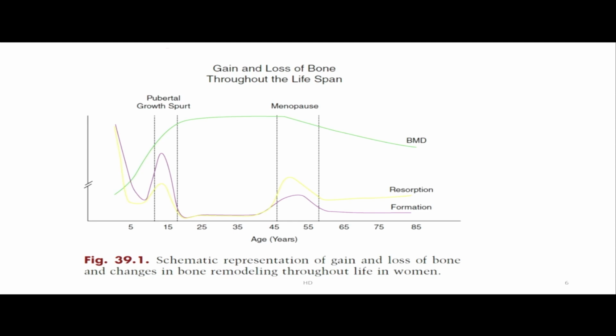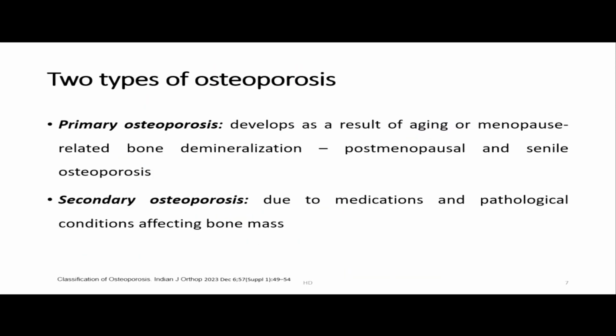This continues till menopause, and after menopause there is a spike in resorption. Formation also increases, but they are unable to keep pace with each other, and both lines diverge. Resorption is more than formation. This leads to the loss of bone mass. As you can see, there is a dip in the bone mass after menopause. So this is basically primary osteoporosis.